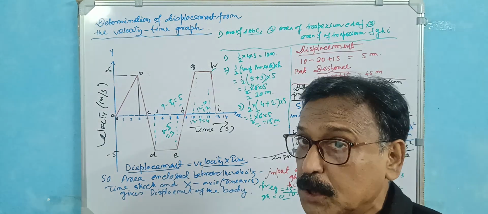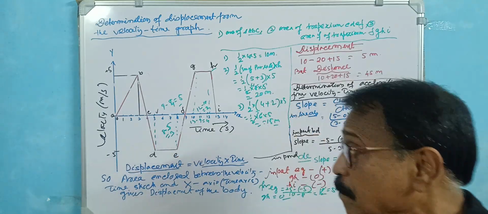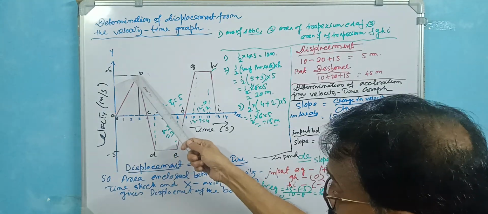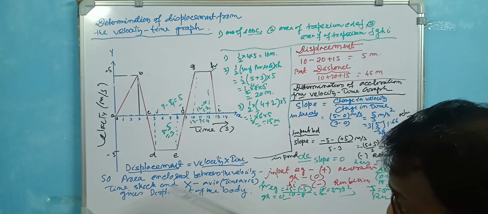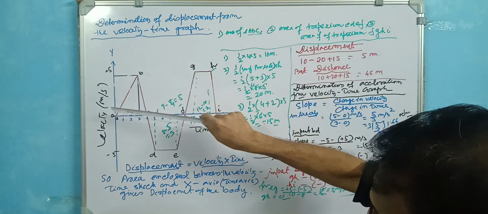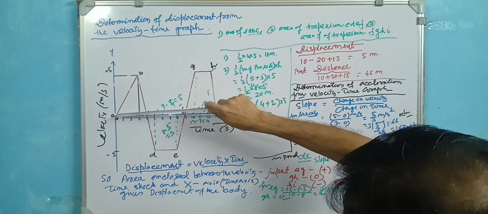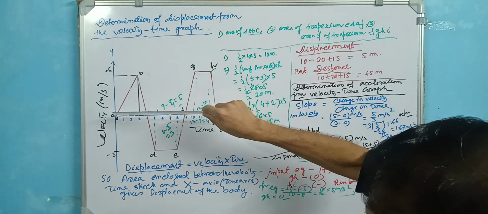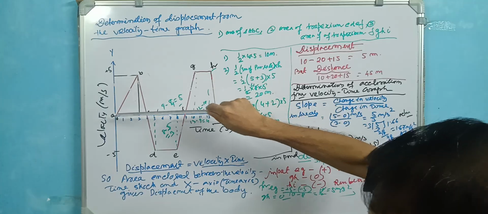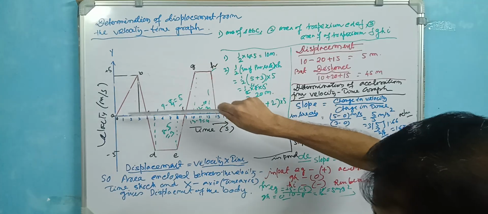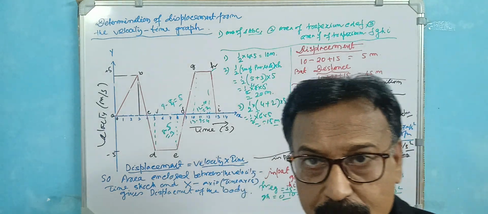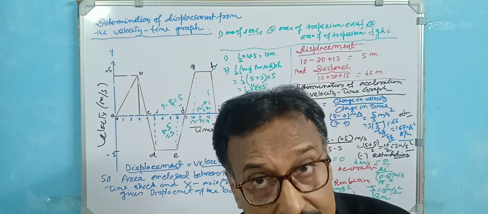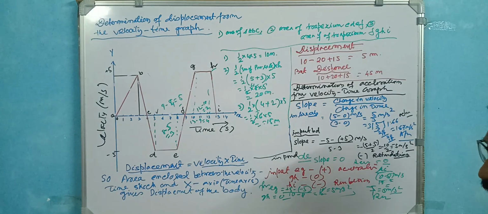Now in the graphs you can calculate the displacement by the area covered by this line with the x-axis. That means the area enclosed between the velocity-time graph and the x-axis. This is the sketch, and this is the x-axis, not the y-axis. What is the area enclosed? If you calculate and measure the area, you can calculate the distance and displacement both. The area between the sketch and the x-axis gives the displacement of the body.